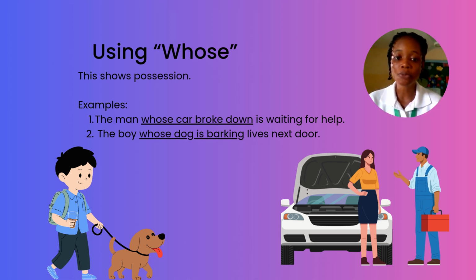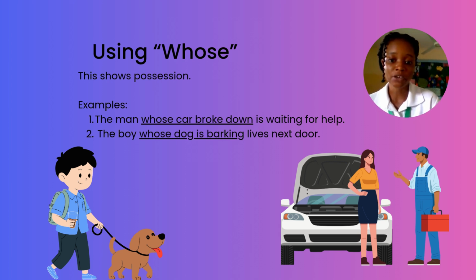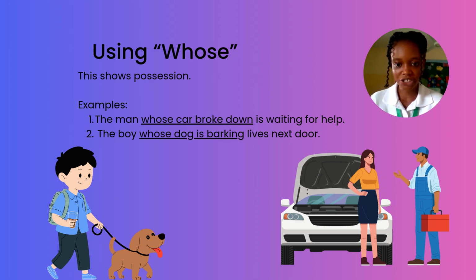Number two example, the boy whose dog is barking lives next door. You can see that the underlined part is telling us who the owner of the dog is. So I hope you now understand how to use whose. You use whose to show possession.